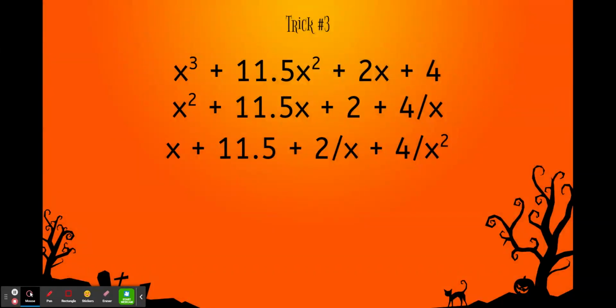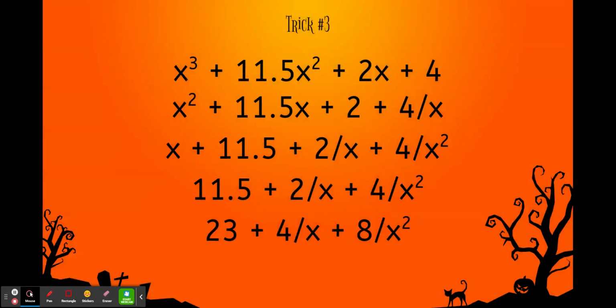All right, now we're going to do the same thing again. We're going to divide every term by x, by the mystery number, because that was the next direction, giving us x plus 11.5 plus 2 divided by x plus 4 divided by x squared, because now this 4 has been divided by x twice. So it's divided by x squared. My next direction is just to take away the mystery number. So we can subtract this x at the front, giving us this part of the expression as our result.